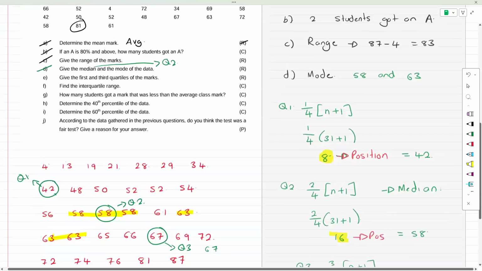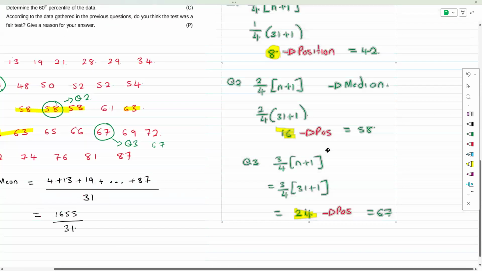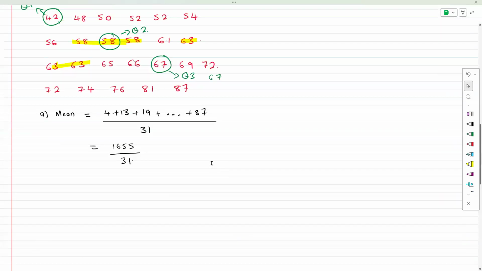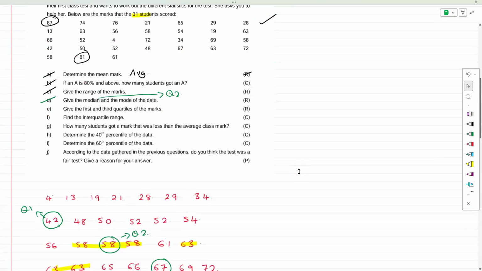Now that's all there is to quartile 1, quartile 2, quartile 3, and quartile 4. There are a lot of questions here, but this one example covers most of your syllabus, so let's work with it and try and get it right. Find the interquartile range. So F says to find the interquartile range, and that is just Q3 minus Q1. Q3 is 67, Q1 is 42, and the interquartile range is 25.